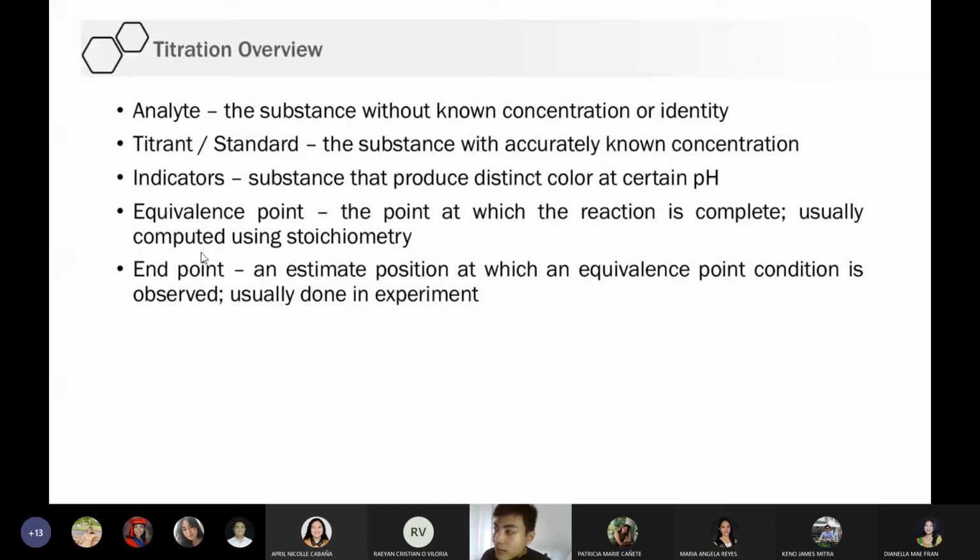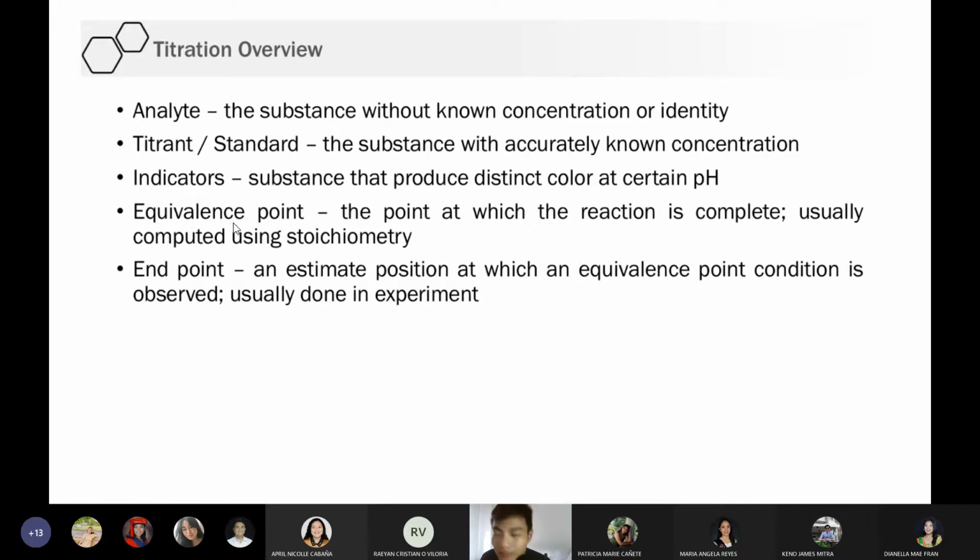So the equivalence point, from the word itself, equivalence, ano yung root word nito? Equal. Okay? So this is a point where the analyte mole is equal to the titrant's mole. Ibig sabihin, the mole of analyte is equal to the mole of titrant at equivalence point. And ano meaning nun? Kapag equal na sila, the reaction is complete. Okay? So equivalence point is the point at which the moles of the titrant is equal to the moles of the analyte, meaning the reaction is complete. Ibig sabihin, tapos na yung reaction.